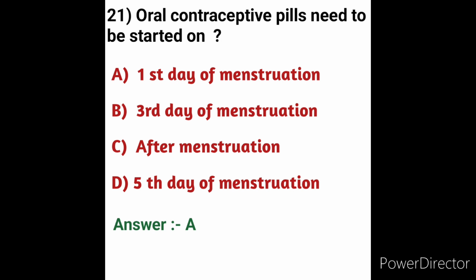If you start the combined pills on the first day of periods, you will be protected from pregnancy straight away. No back-up contraceptive methods are needed. If you start on the first day of menses, option A is the correct answer. Oral contraceptive pills, combined pills, we have to start on the first day of the menstrual cycle. Option A is the correct answer here.